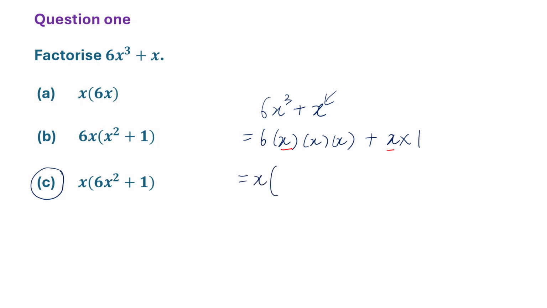And when we factorize the x out, you're left with 6 times x, that gives you 6x squared. And if you take out the x, you're left only with 1. So therefore, the answer is C.